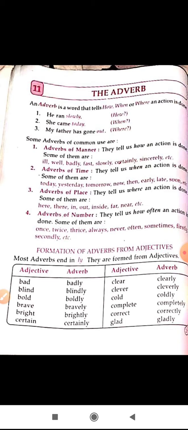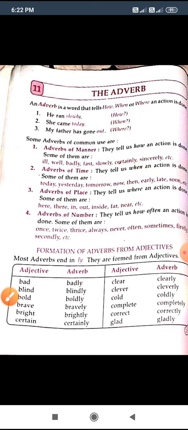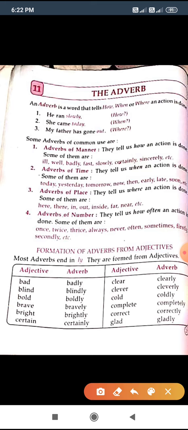Okay. So an adverb, here it has written, is a word that tells us how, when or where an action is done, or an action happens. Okay. For example, see, he ran slowly. How did he run? Slowly. So slowly describes it. Okay. Suppose another example I have given: I ate my dinner quickly.